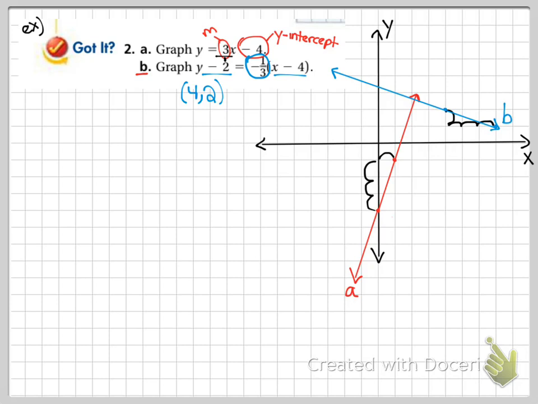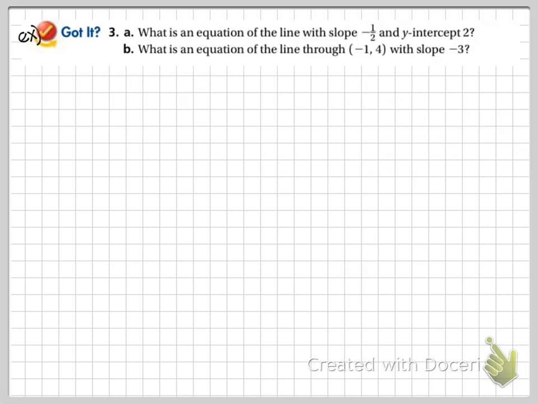All right, so that is graphing a line, and we'll go over that some more tomorrow if you're having issues with it. All right, the next thing we're going to do is look at writing the equation of a line. So here, let's look at part A first. We want to write the equation of a line with a slope, which is an m, of negative 1/2, and a y-intercept, which is our b, of positive 2.